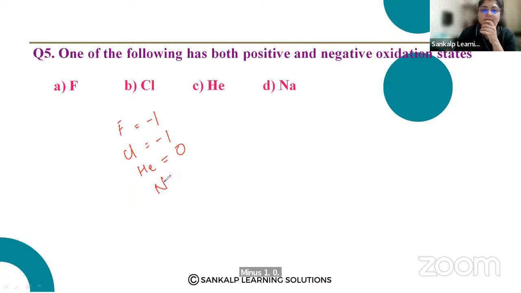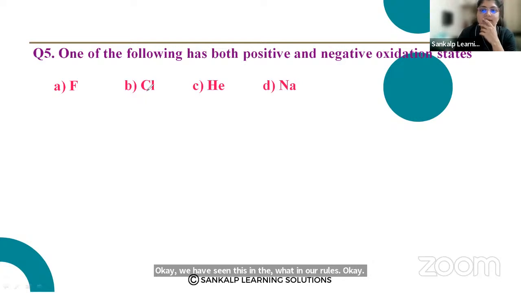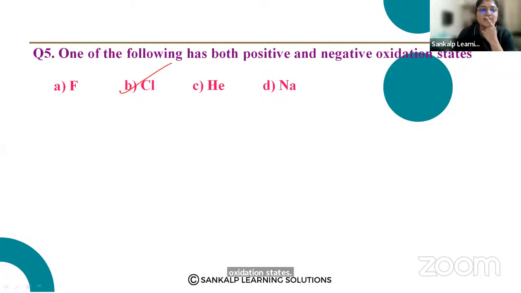Then sodium is +1. Cl. It is B, Cl. So chlorine can have -1 also. Chlorine can have +1 also. We have seen this in our rules. Sometimes an element can have both positive as well as negative oxidation states, so it is in chlorine. Fine. So we'll go for the next one.